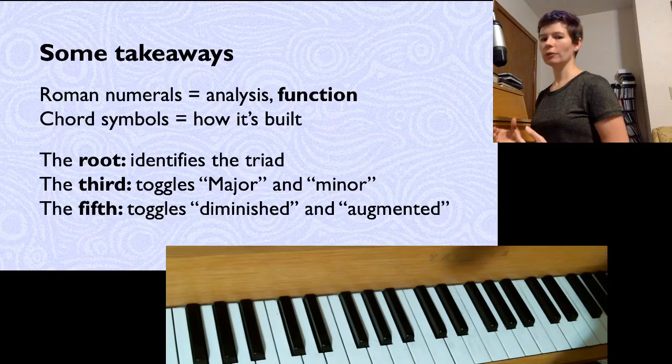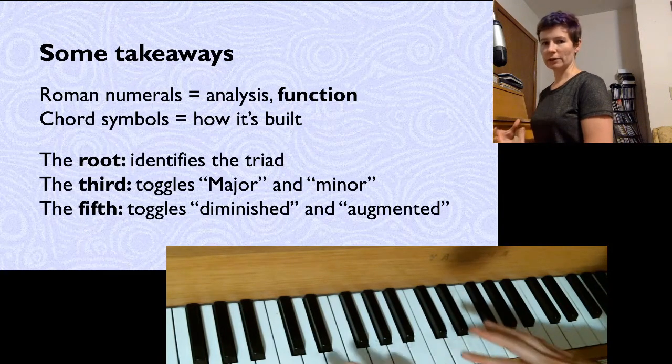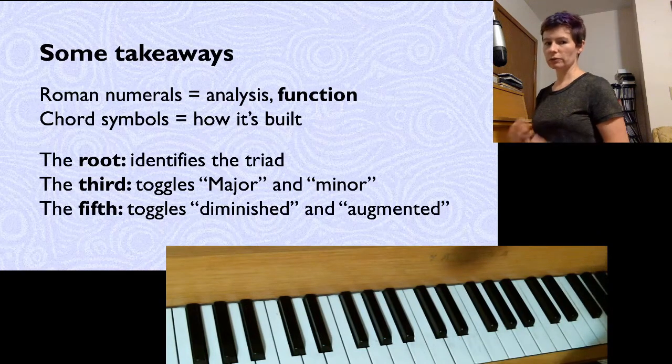So to sum up what we've been talking about so far, Roman numerals are intended for music analysis, and they talk about function within a piece of music. A Roman numeral doesn't tell you anything about what notes are actually there aside from in the context of that key that you see on the page. Chord symbols are just the reverse. They tell you how to build that chord. They don't care what key you're in or what job that chord does. They're just telling you how to make it.